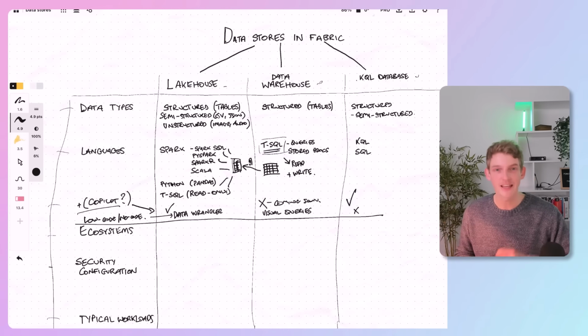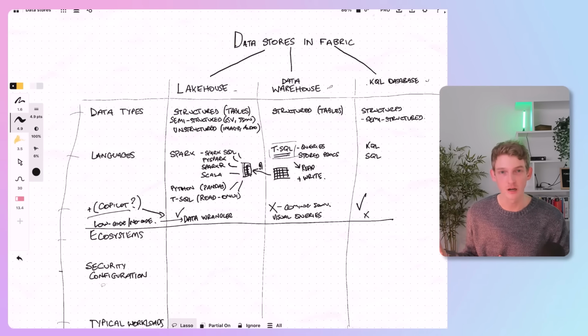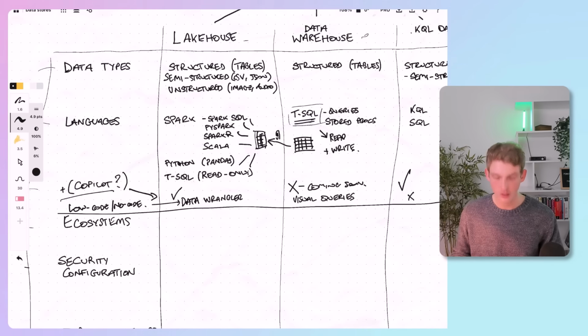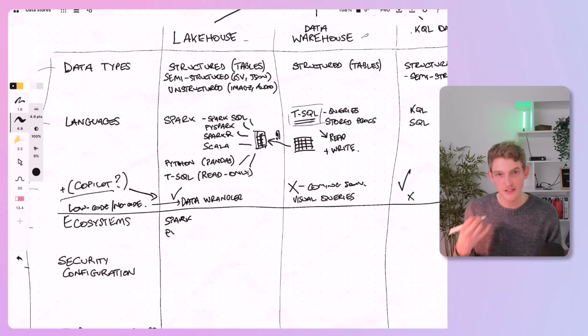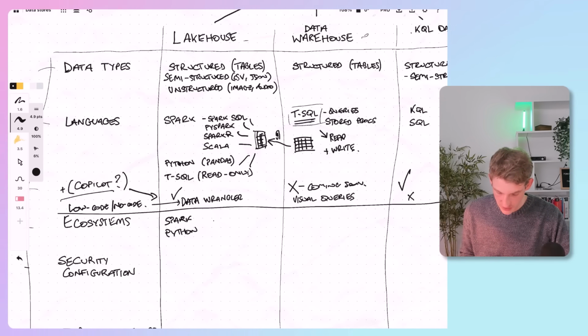Okay, next I want to talk about ecosystems, because this for me is a very important point to consider when you're choosing a data store. So let's talk about the lakehouse first. Because the lakehouse is built on top of the Spark engine and we can use Python, this opens up the Spark ecosystem and the Python ecosystem if your data is stored in a lakehouse. And with these, you get a lot of stuff, right? So you get things like machine learning. There are huge existing ecosystems in both of these tools.